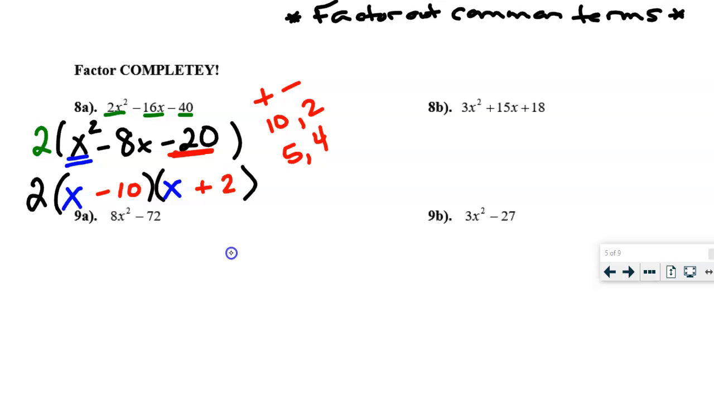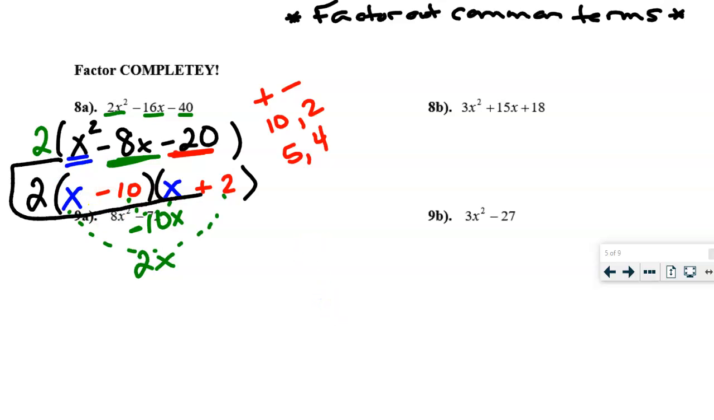And then here's the catch. This is what I like to see on everybody's paper. I want to see you guys checking your arches. This is the key as we get to harder factoring questions. This is a 2x combined with a negative 10x. And if you add those together, you sure do get negative 8x in the middle. So your answer is this right here, the 2 times the quantity x minus 10 times x minus 2. Everything else is just the process of you getting there and the check.